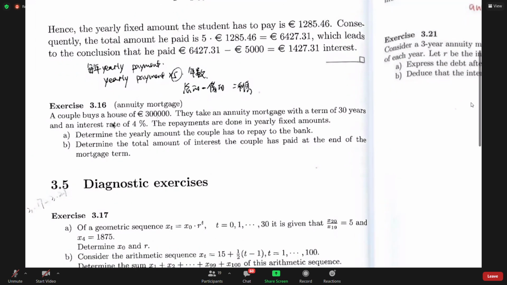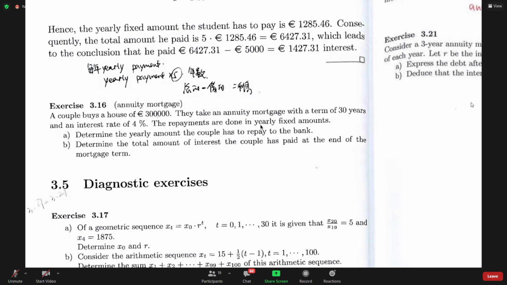Okay. I hope everybody can see it. We'll read it all together and then we'll solve it on the whiteboard. A couple buys a house for 300,000 euros and they take an annuity mortgage with a term of 30 years and an interest rate of 4% to pay back the house. So what do we know? Debt is equal to 300,000, N is equal to 30, and interest rate I is 4%.